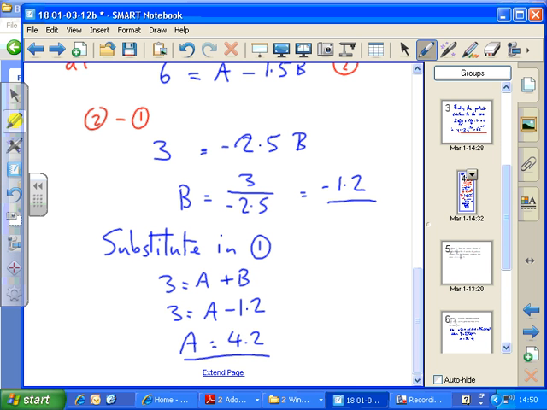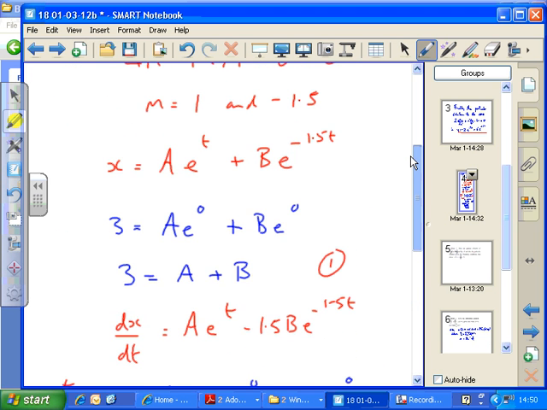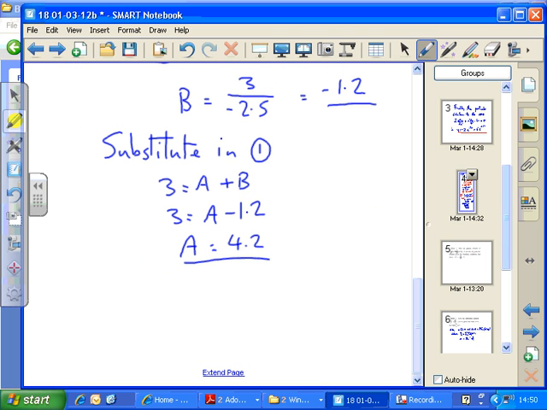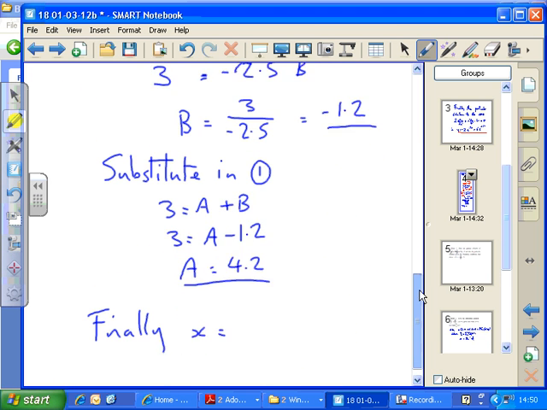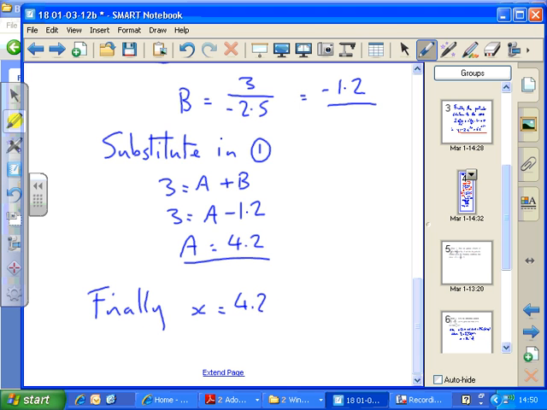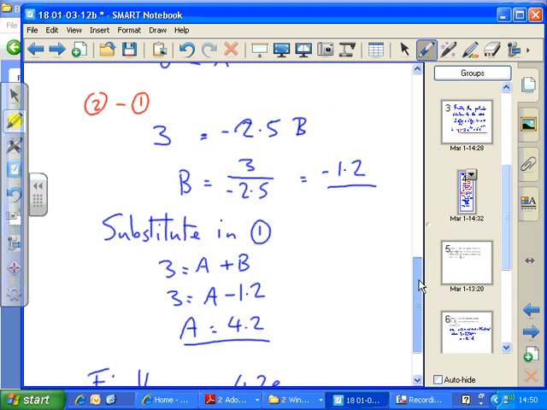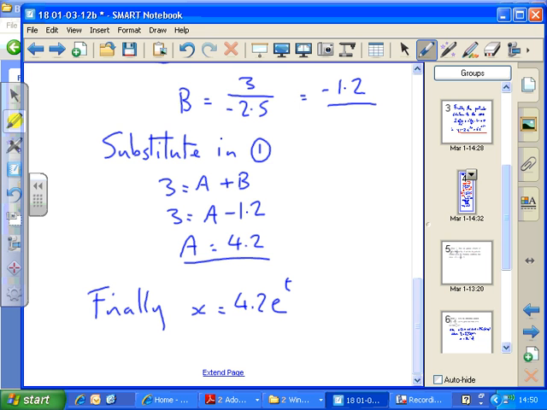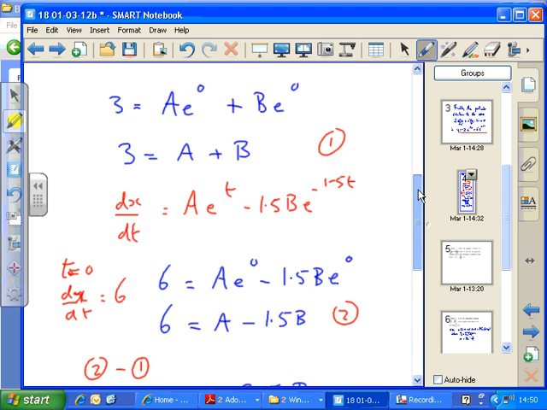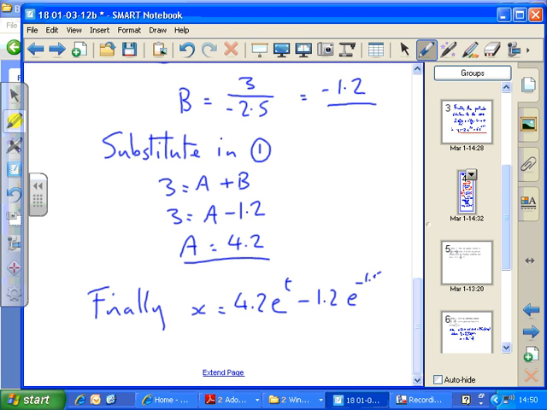And we can put them back now into our general solution, which was there. So x equals A, which is 4.2, e to the t, minus 1.2 e to the minus 1.5 t. And that would be the solution to the differential equation, the particular solution.